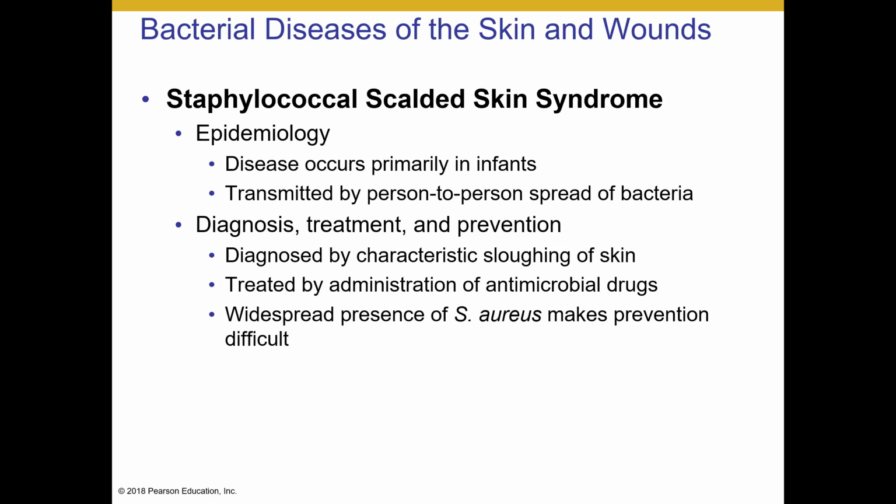This condition primarily affects infants and young children. Their immune systems are not fully developed and they may not clear the toxin efficiently. The bacteria spread person to person, often in hospital settings such as neonatal units. Diagnosis is usually based on the characteristic peeling skin. Treatment involves antimicrobial drugs to eliminate the bacteria producing the toxin. Because S. aureus is so common in the population, prevention is challenging. Strict hygiene and infection control in healthcare settings are essential.